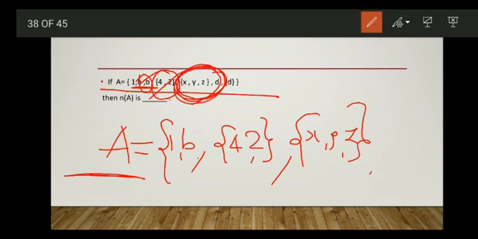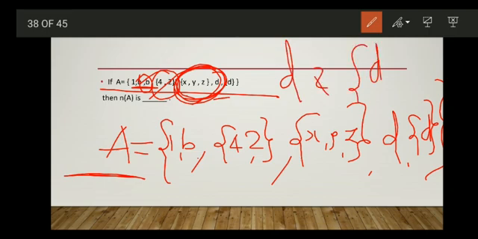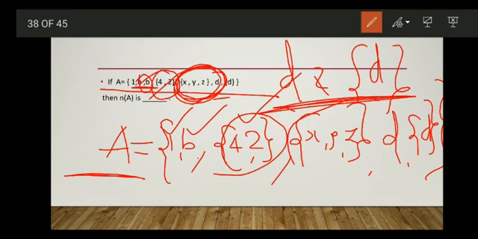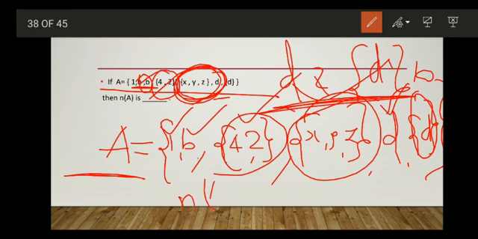Then we have d, and the set {d}. This d and the set {d} are different. They are not the same. So we have 1, this is one element. b, this is one element. {4, 2}, this is also one element. {x, y, z}, d, {d}. So n of A is equal to 6.